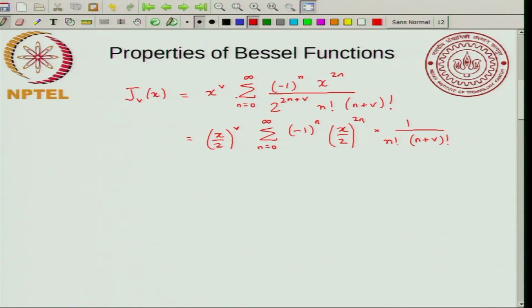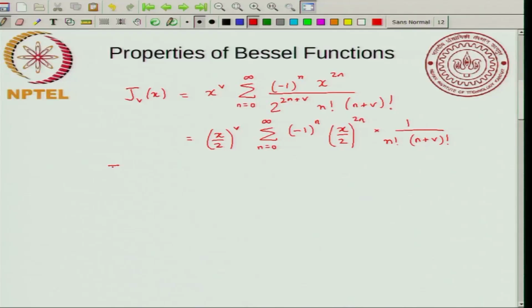Now, what is important to note about these Bessel functions is that it is an infinite series, it goes from 0 to infinity, it is not a polynomial. But it is a convergent series. So, for example, if you look at v equal to 0, J_0 of x, this is the infinite series for v equal to 0. When v equal to 0, the x raised to v term will drop out, so what you will be left with is sum over n equal to 0 to infinity, minus 1 raised to n, x raised to 2n divided by 2 raised to 2n, n factorial, n factorial.